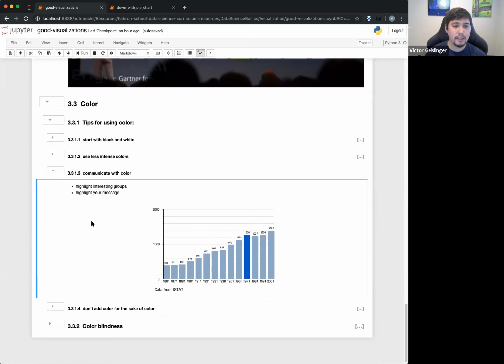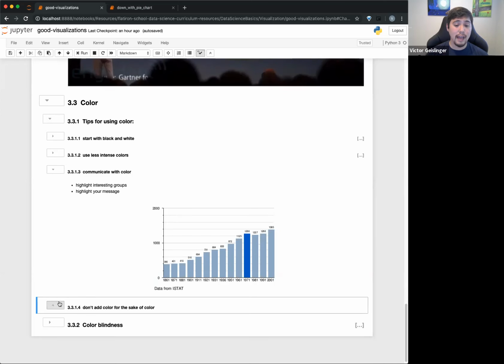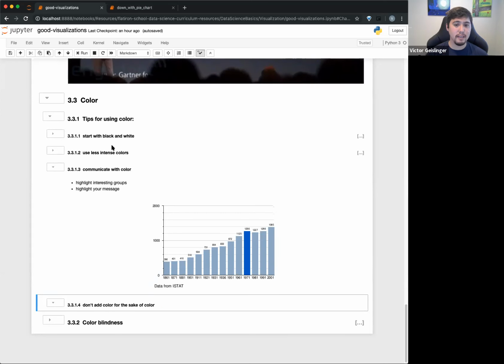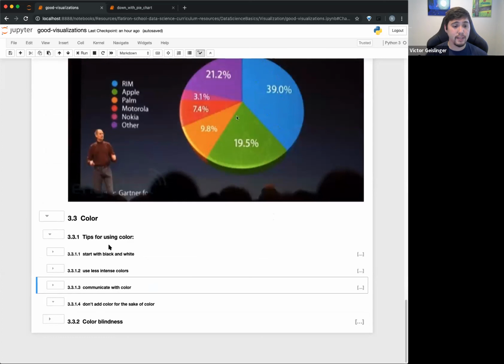Interesting groups too, like with a stacked bar chart or bar charts that are close together. You can use that to emphasize, saying, okay, look at these different parts. That's why I'm using the color to emphasize the different groups. Okay, and just don't add color for the sake of adding color. If you don't need color, don't use it. Basically, you start off with black and white. Okay. Any questions on tips for using color?